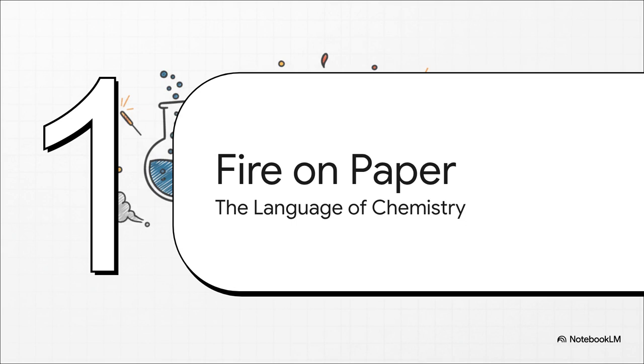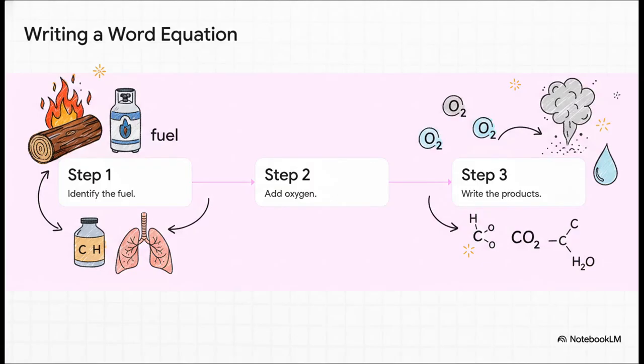So with all these different reactions, how do scientists keep track of it all? How do they describe the story of a fire in a clear, universal way? Well, they use the language of chemistry. Chemical equations. And let's take a quick look at how they're written, because it's not as scary as it looks. It's actually super logical when you break it down. You start with your ingredients on the left-hand side. First, you list your fuel. Then you add what it reacts with, which for combustion is always oxygen.